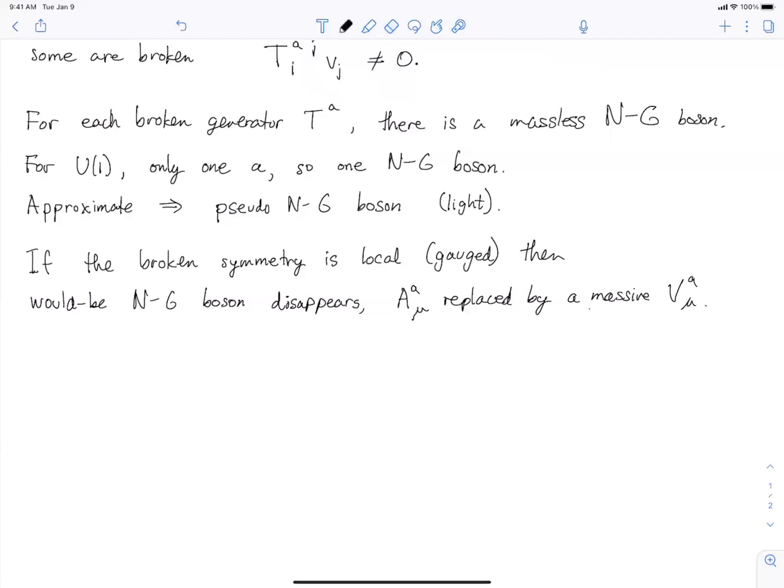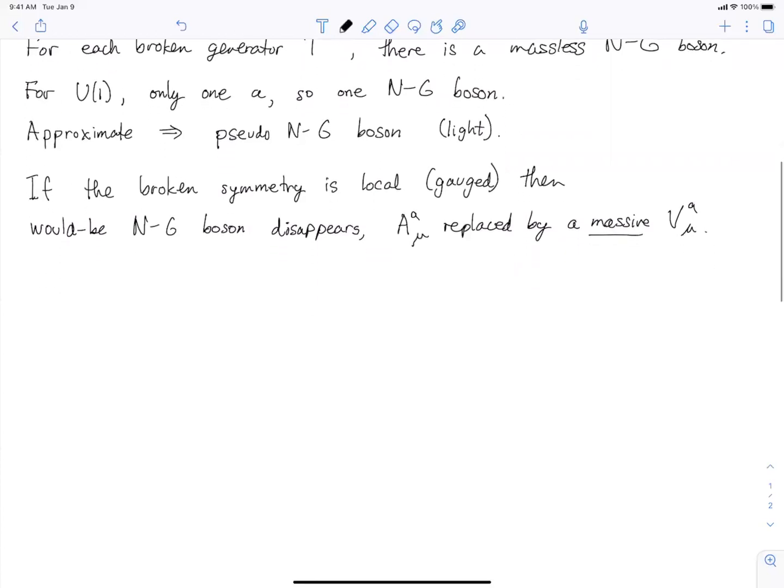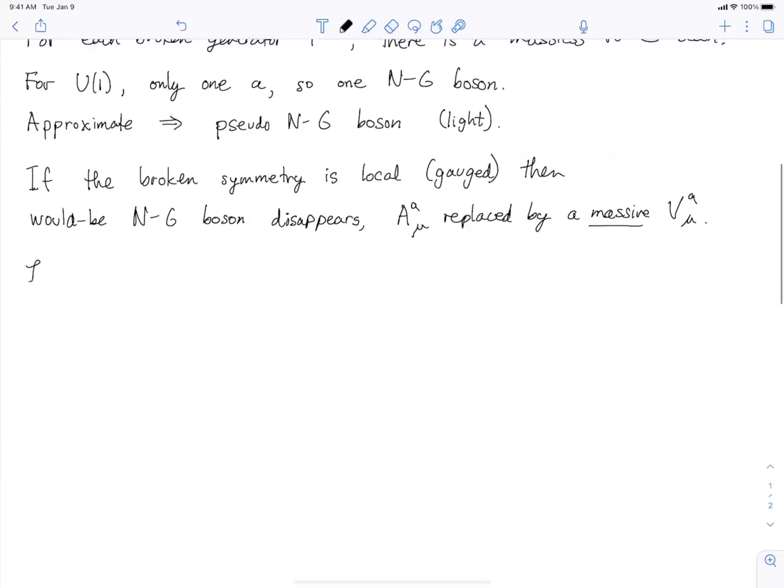Okay, and in fact, you can compute the mass of the vector boson because the Lagrangian contains terms that look like this: g^2 v_i T^a_{ij} T^b_{jk} v_k times A^a_mu A^{b mu}. So first of all, where this comes from is from the covariant derivative of the scalar.